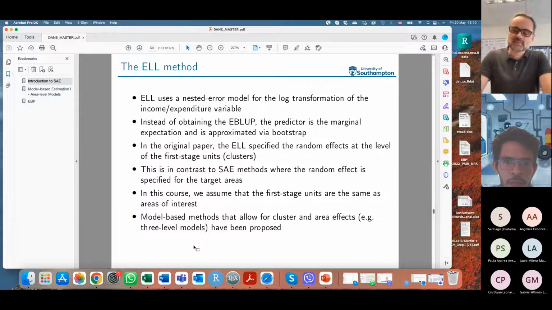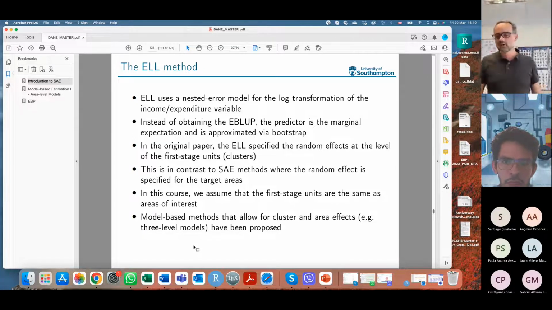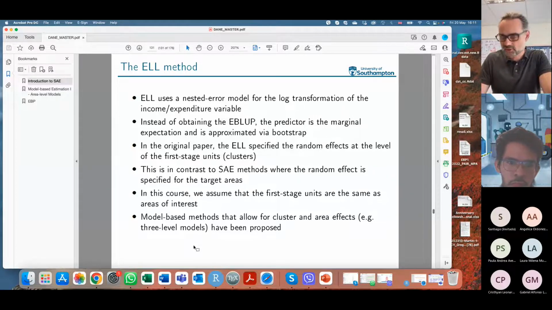This is in contrast to what small area methods are doing, where effectively the random effect is specified at the level of the target area. So if you look into the traditional small area literature, the random effect is specified at the level of the municipality in the case of Colombia. For now, we're going to assume that the first stage units are the same as the areas of interest. Okay, that's what we're assuming.